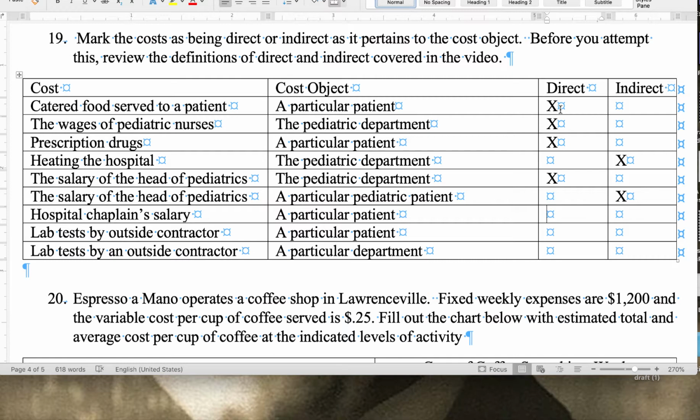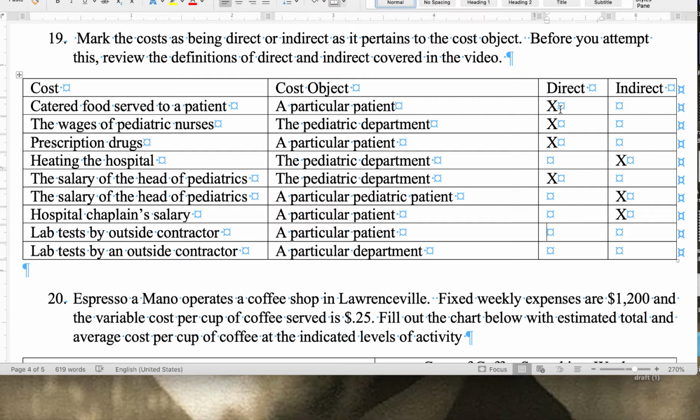Nope, can't do it easily and conveniently. It's the same circumstance, taking the head of pediatrics and allocating that salary to a particular pediatric patient, right? Technically, we could take the chaplain's salary and figure out a way to allocate it and apply it to a particular patient, but we can't do it easily and conveniently. So this is indirect. The next one is lab tests by an outside contractor.